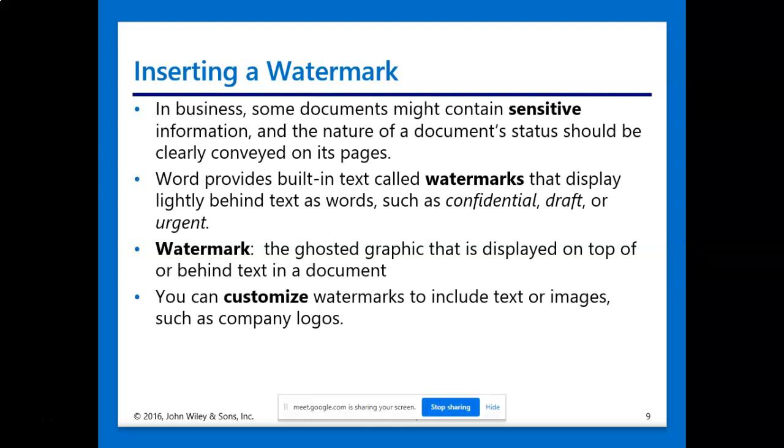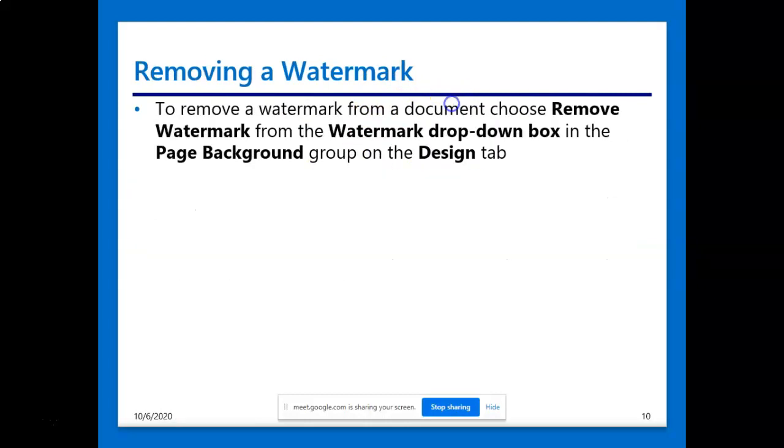A watermark, the definition, is the ghosted graphic that is displayed on top of or behind text in a document. And you can also customize watermarks to include text or images such as company logos. And I'll demonstrate that for you guys on Friday. Once you have a watermark and the document has been finalized, for instance, if you have it as a draft, you can remove the watermark from a document by going to Remove Watermark from the Watermark drop-down box in the Page Background group, which is located on the Design tab.